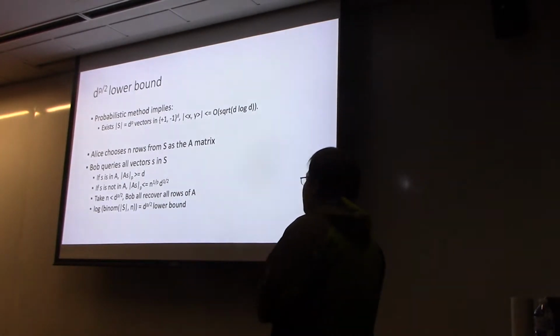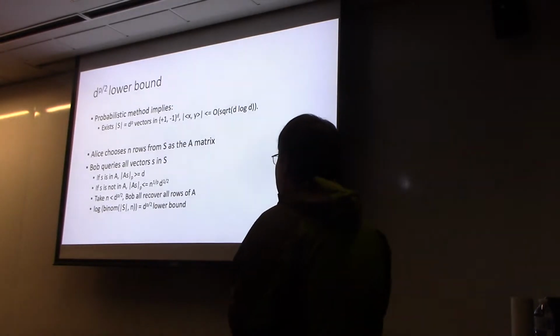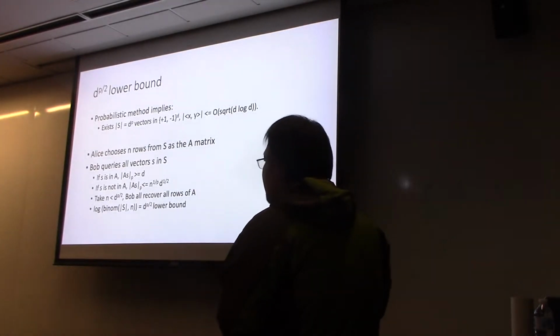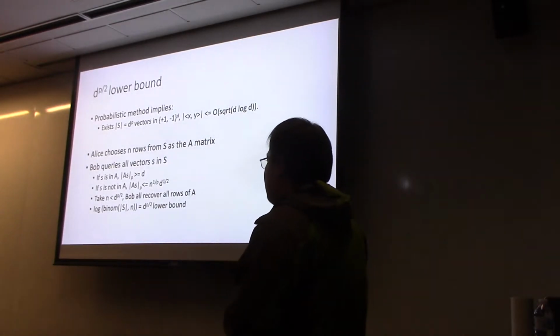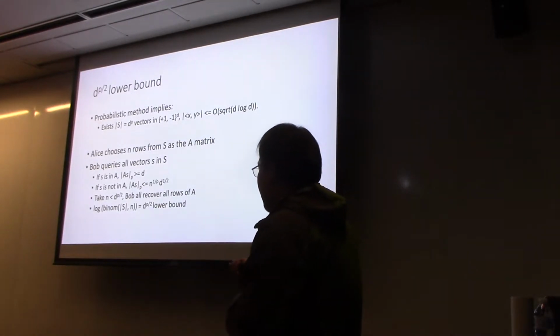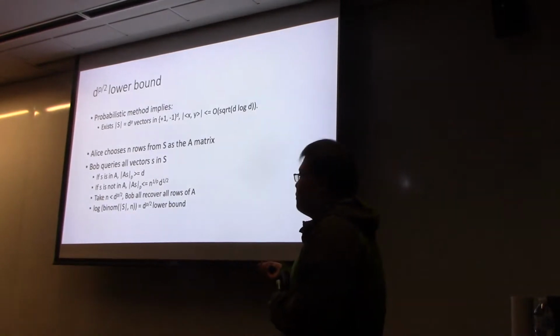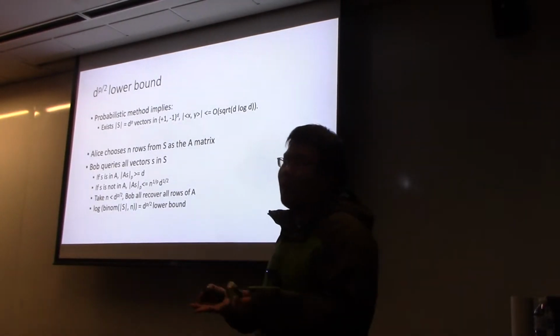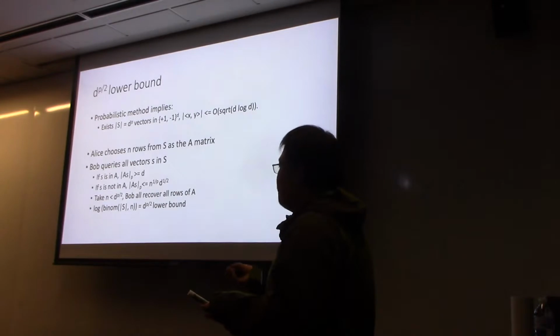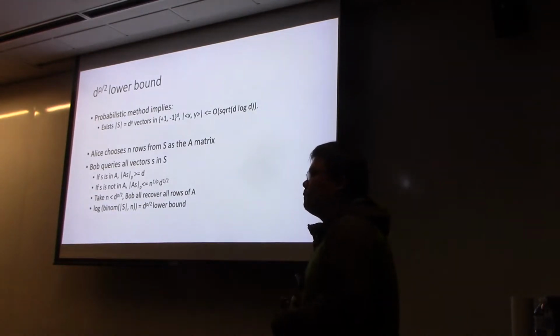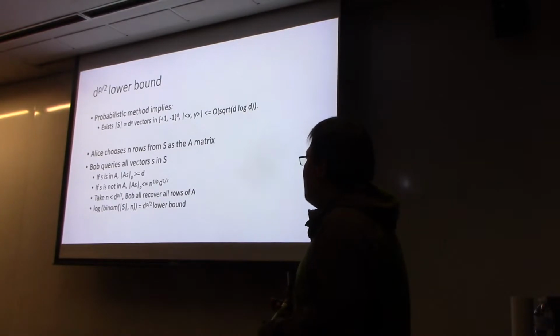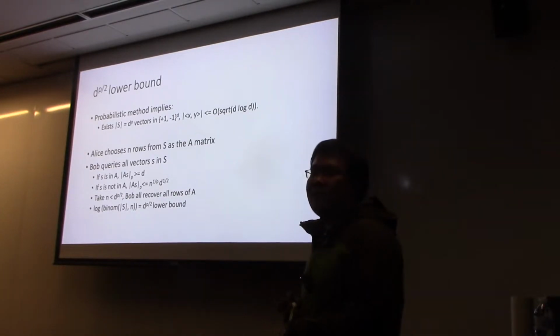Right, so now we can just get a lower bound because there are basically S choose n different possible A matrices, and Bob can distinguish all of them. So basically, if you take the logarithm, then this is a lower bound that we have as a communication lower bound. Okay, so any questions about this?